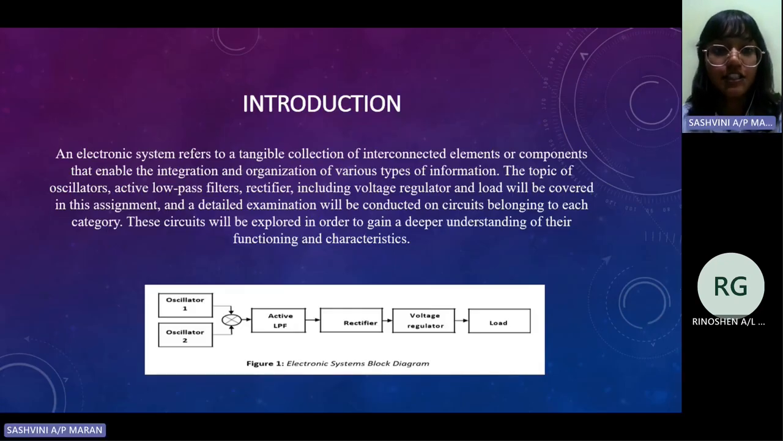For the introduction, an electronic system refers to a tangible collection of interconnected elements or components that enable the integration and organization of various types of information. The topics of oscillators, active low-pass filters, rectifier, and including voltage regulator and load will be covered in this assignment, and a detailed examination will be conducted on circuits belonging to each category. These circuits will be explored in order to gain a deeper understanding of their functioning and characteristics.